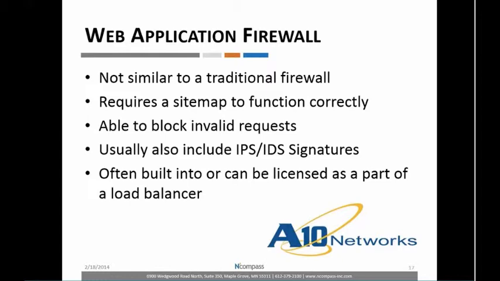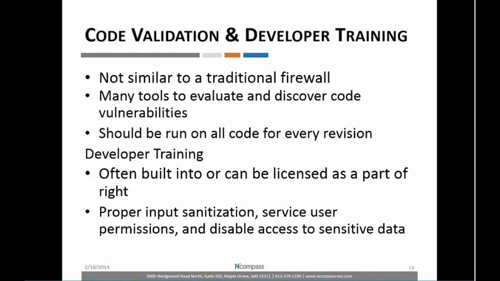And because of that, they're able to block almost all invalid requests. Usually they also include IDS and IPS signatures, so that in addition to providing secure code and secure input, you're also protecting against things like SYN floods, DDoS attacks, those types of things. Often, these things are built into or can be licensed as a part of a load balancer. F5 does that, A10 does that, Radware does that. They're part of the load balancer because the load balancer has to sit out in front of your web servers anyway. You might as well throw the WAF right in front of it. So that's the idea with that.